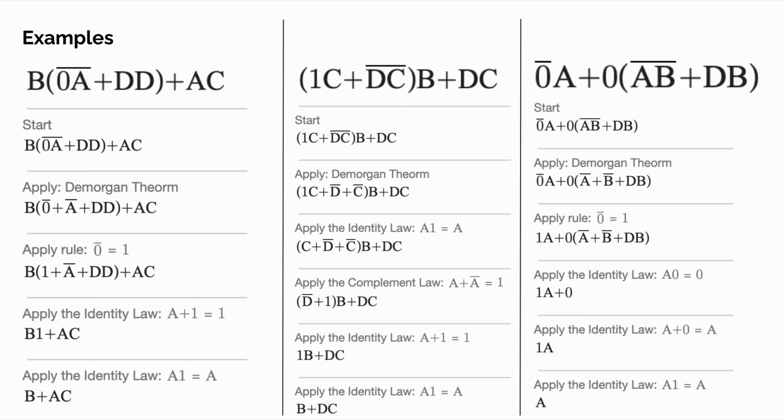So that simplifies to 1 and B, or D and C. Next, we know that 1 and a certain value is just equal to that value. So 1 and B can simplify to just B. So our final expression is B or D and C.